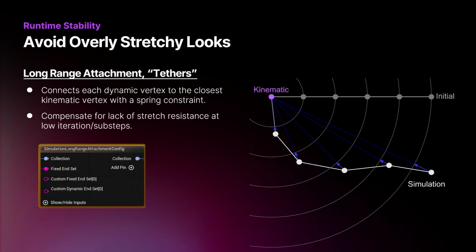We usually deal with this using the long-range attachment, or what we often call the tether constraints. It works by connecting each vertex directly to the closest kinematic points. So in addition to going through multiple steps of constraints to follow the animation, it also has a long tether that connects to a fixed kinematic point directly, which helps prevent the cloth from drifting too far.